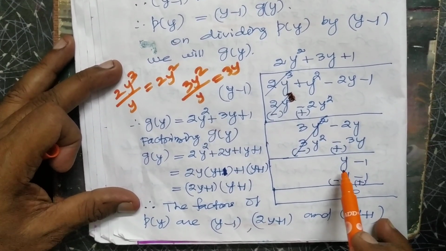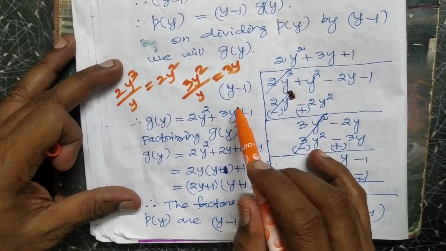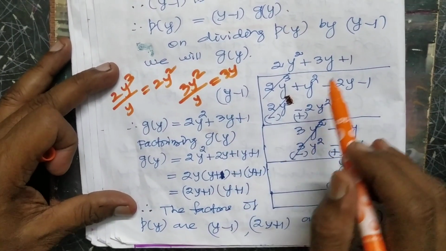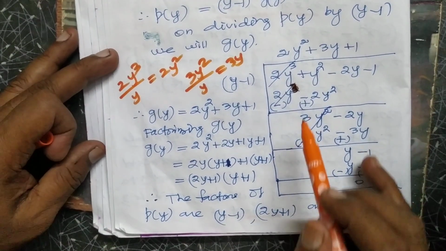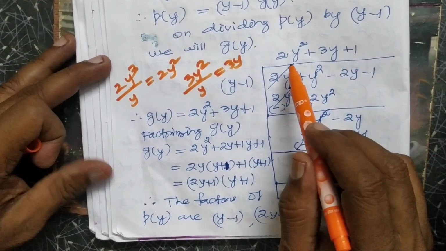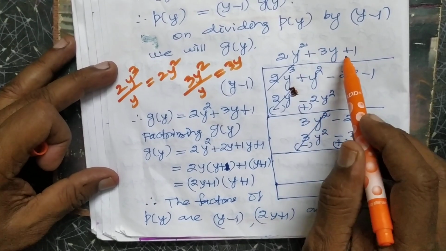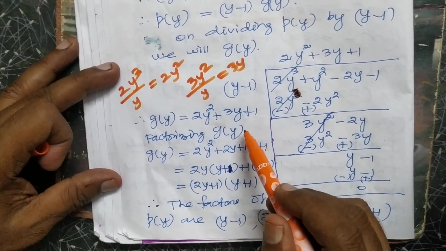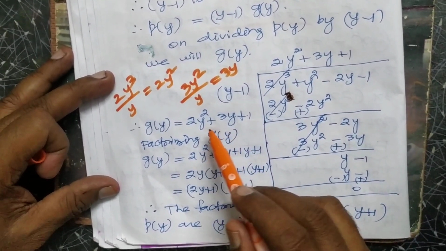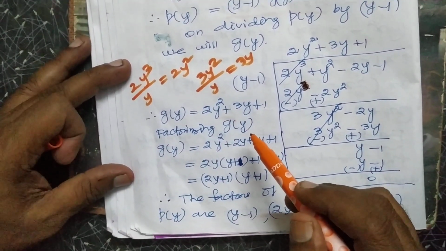Then last step, y divided by y, both will get cancelled. When equal numbers are divided, the answer will be 1. Then multiplying y minus 1, the answer is 0. Then what we have got is the quotient 2y square plus 3y plus 1. Now it is a quadratic polynomial. Now we have to factorize it using the previous method.